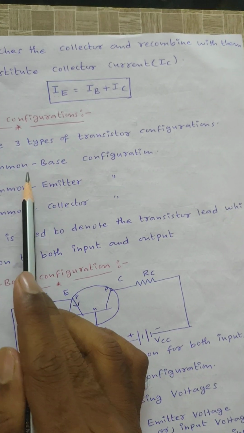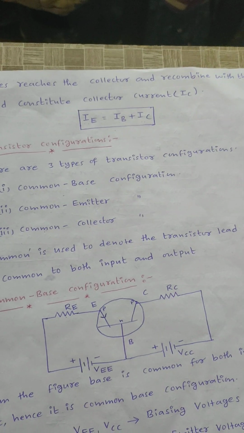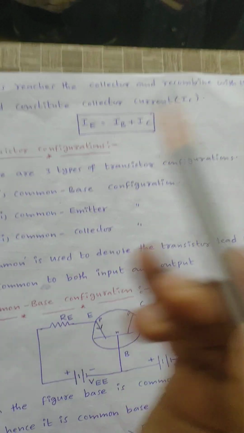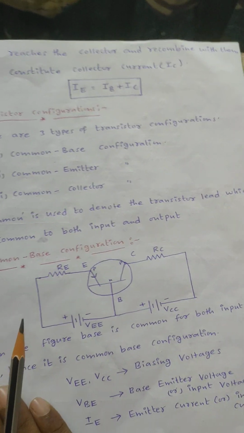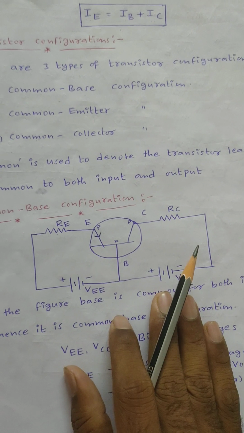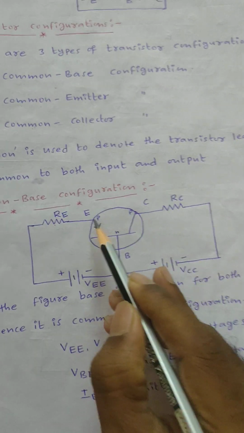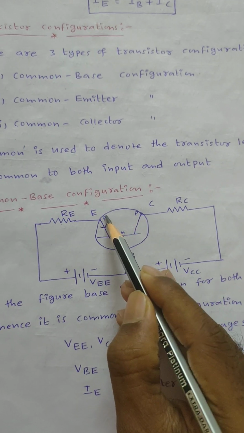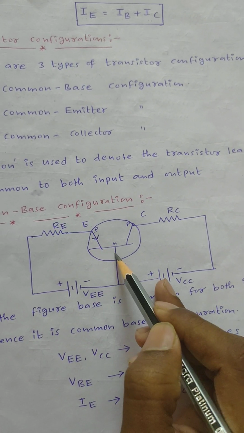Here, common means the transistor terminal which is common for both input and output. First we will discuss the common base configuration. Here I am considering a PNP transistor. Here it is a PNP transistor. Current will flow from emitter to base, right? That is P to N.